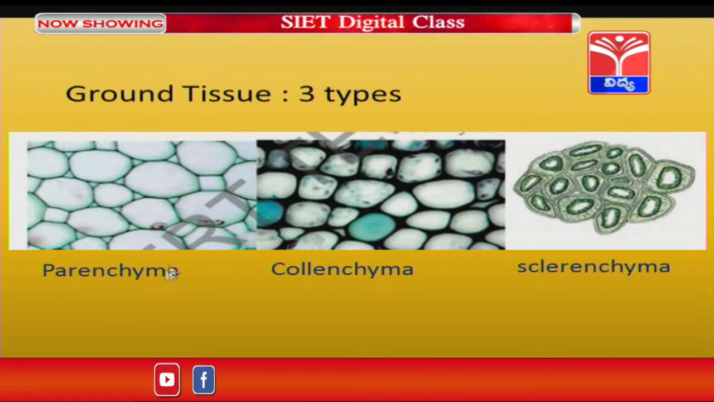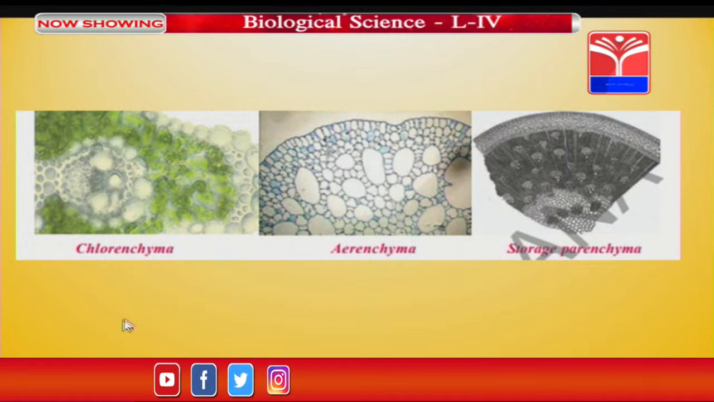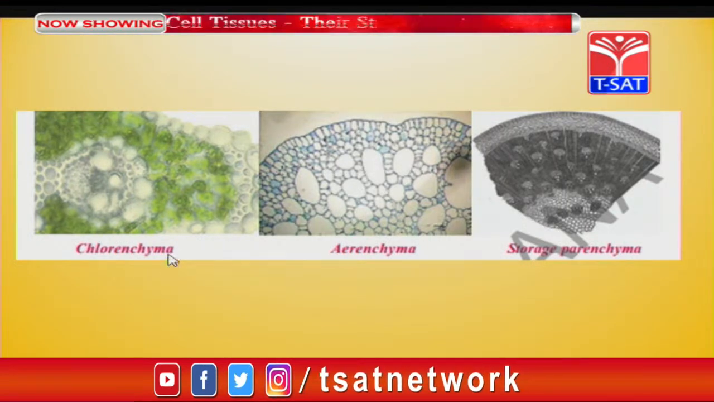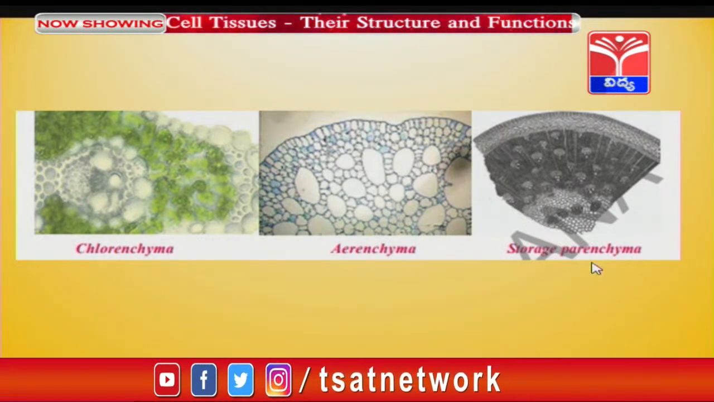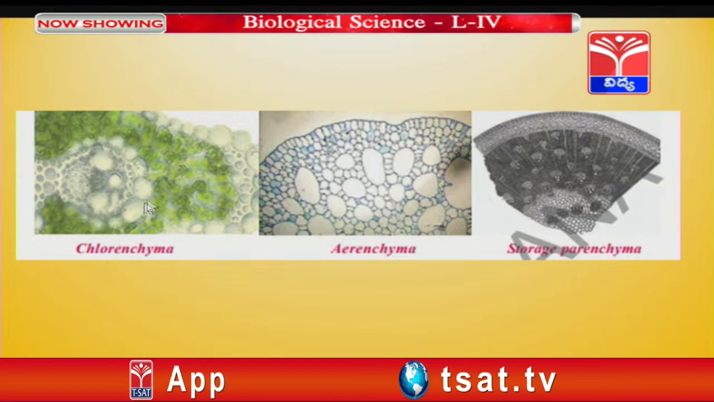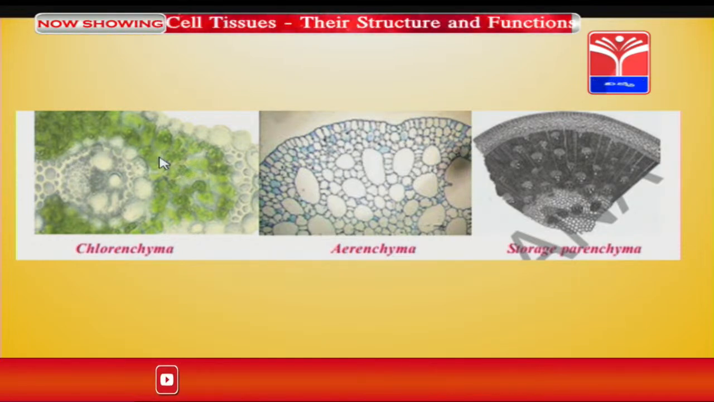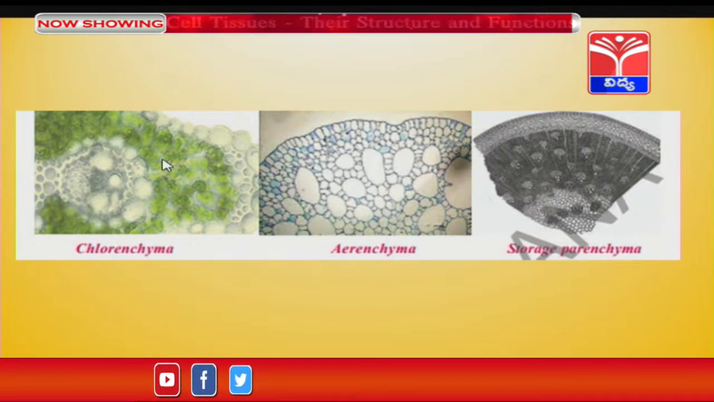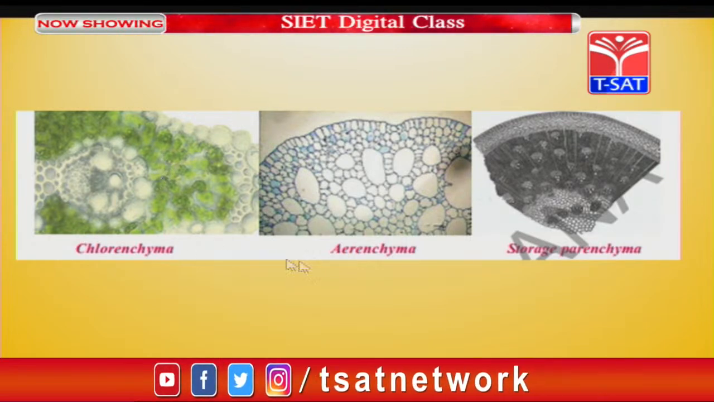Now, again parenchyma is of three types: chlorenchyma, aerenchyma and storage parenchyma. Chlorenchyma has chloroplasts in it, so these help in photosynthesis. This tissue is present in all the green parts of the plant.